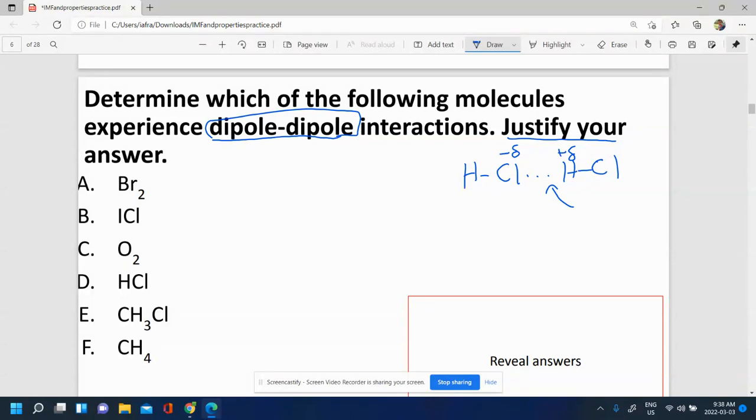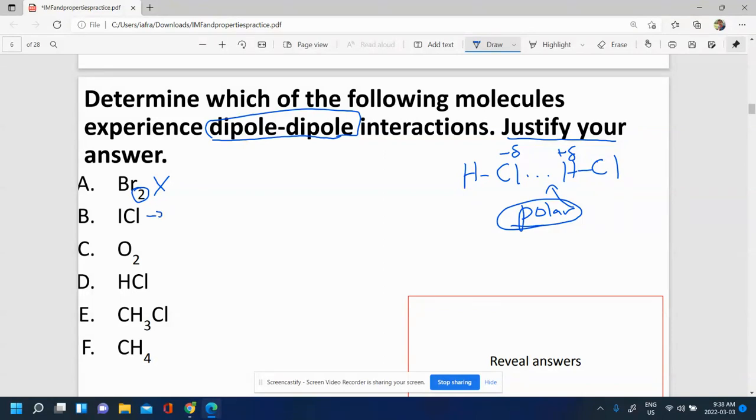So really, to have dipole-dipole, you need to have polar molecules. If you don't have polar molecules, then you don't have dipole-dipole. So that's what I'm looking for here. Br2, is this polar? No, that's non-polar. It's one of those diatomics that has a delta electronegativity value of 0. It's a pure share. ICl, is this polar or non-polar?